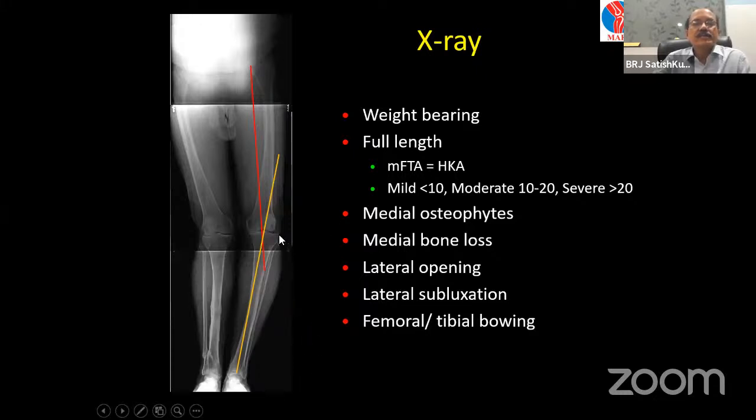So in this X-ray, there is a mild lateral opening and a very mild lateral subluxation. And there is not much tibial bowing, but there is some femoral bowing. Because if femoral or tibial bowing is there, then an extra-articular deformity is there. So even if you correct the intra-articular deformity fully, post-operatively the patient may find some deformity persisting, which we have to tell the patient beforehand.